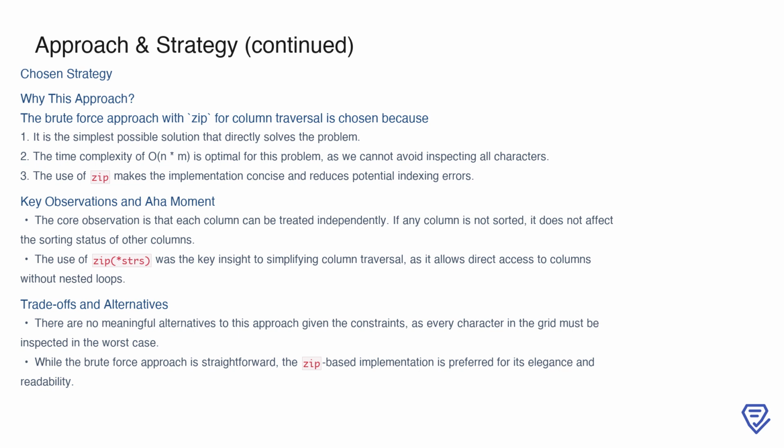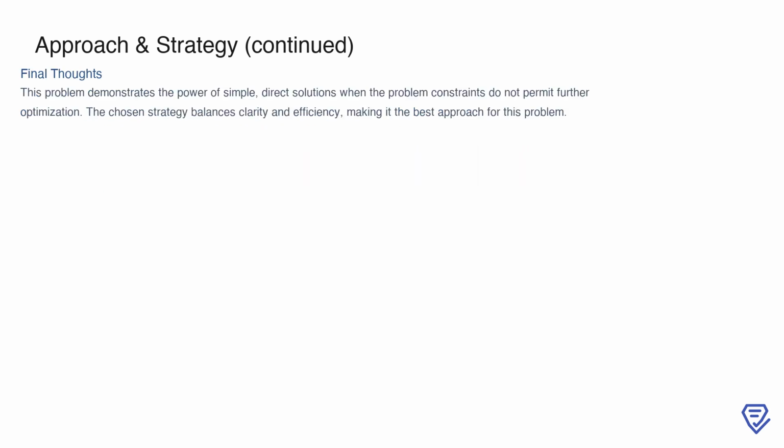Given the constraints of the problem, there aren't meaningful alternatives to this approach, and the zip-based implementation stands out for its clarity and efficiency. This problem highlights the effectiveness of straightforward solutions when further optimization isn't feasible. By leveraging the zip function, we achieve a balance between clarity and efficiency, creating an approach that is both easy to implement and optimal for the given constraints.